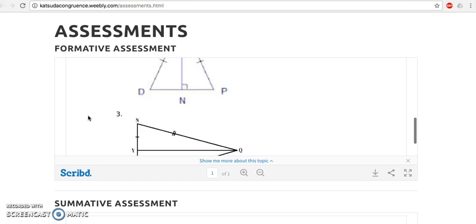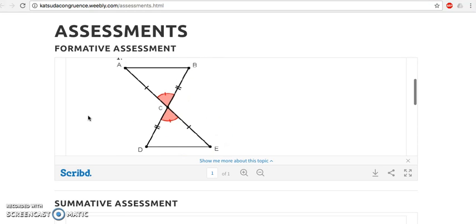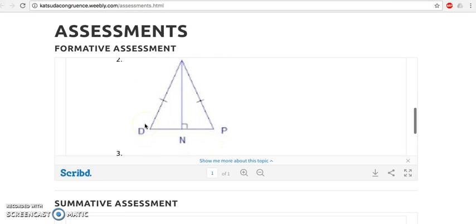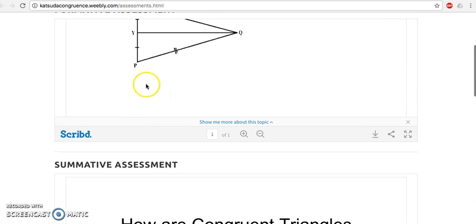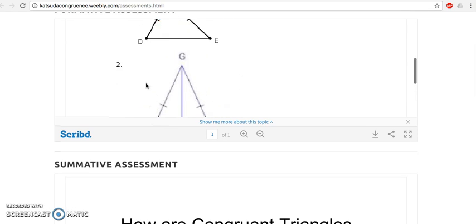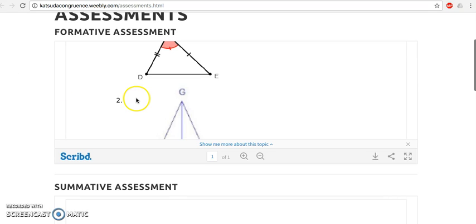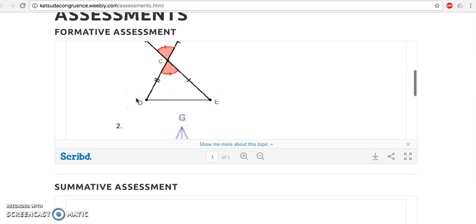Now this one is really focused on SAS, HL, and SSS. Students will have to prove that these triangles are congruent those 3 ways. It really gives me a good way to see if I have to review the next day on any of these 3, so that students don't get further and further behind in this unit.